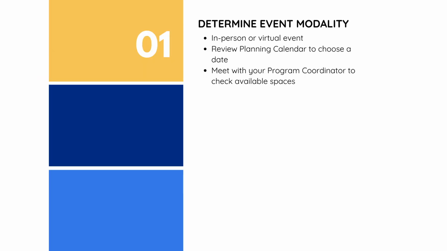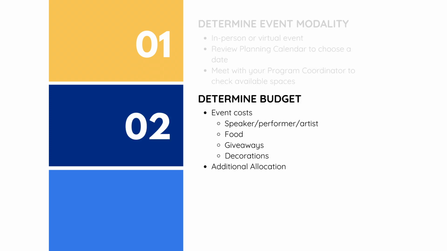New for events this year is determining your event modality. What this means is you need to decide whether or not your event will be held in person or online in a virtual space. Meet with your program coordinator early to determine how you are going to be holding your event. If you plan on having your event in person, your program coordinator will be able to share all available spaces with you. Keep in mind that this year, many spaces where programs traditionally happen have been changed to classrooms, so space is limited.